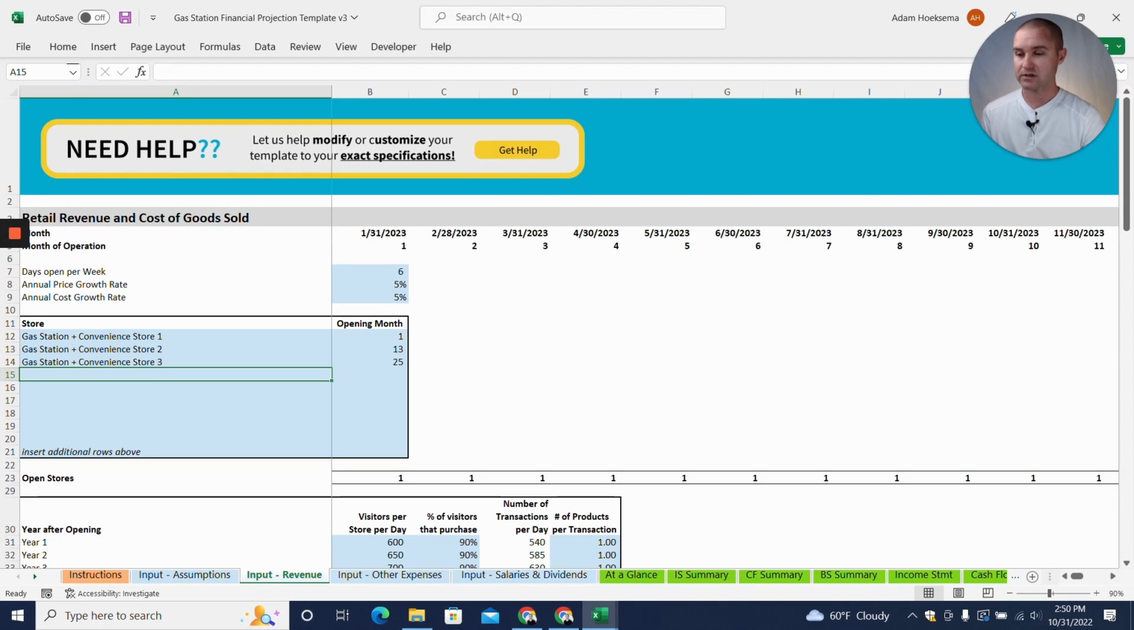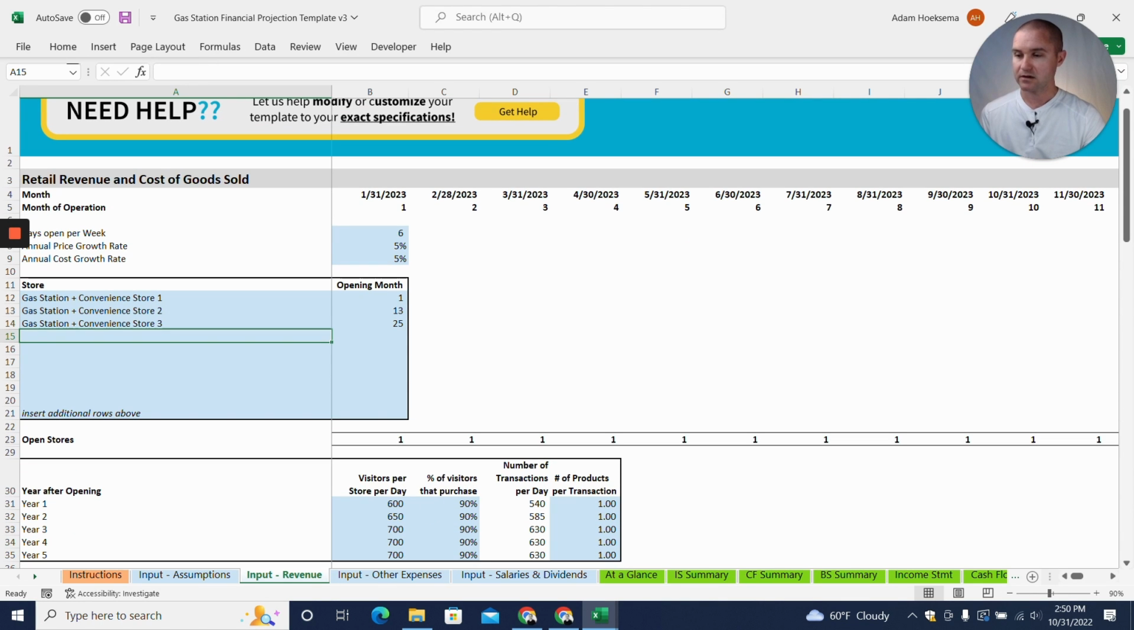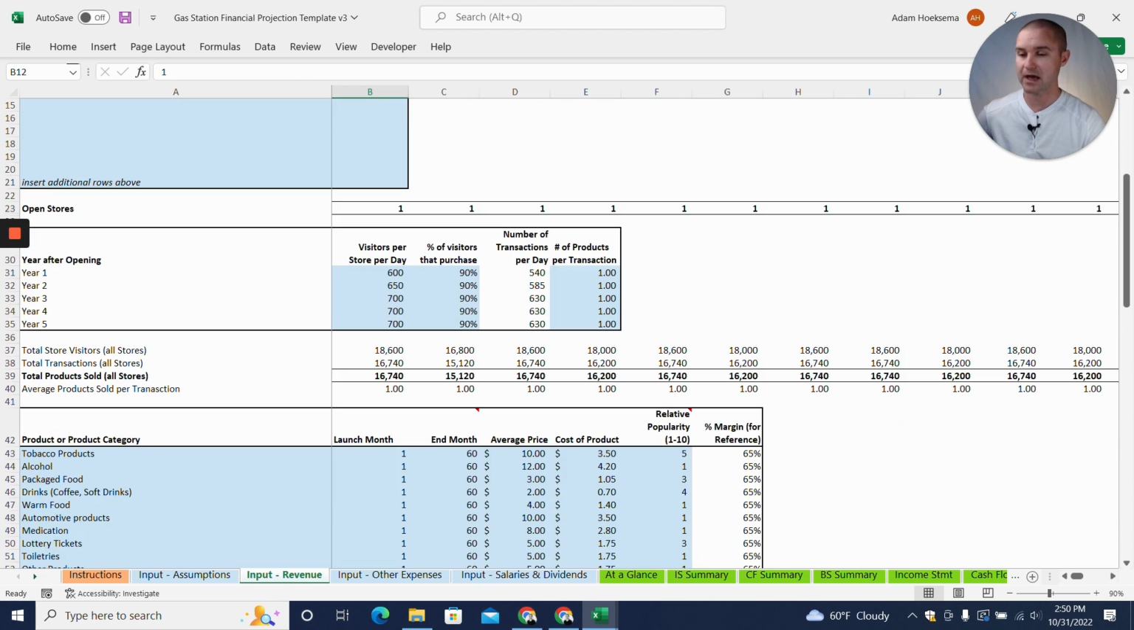All right, let's jump over to the Input Revenue tab here. Now we can assume how many days you'll be open. Now you may be open 7 days a week. That's probably the case. Now you can enter in the months that you would open. That month 1, 13, and 25 is what we've been kind of following, that pattern.